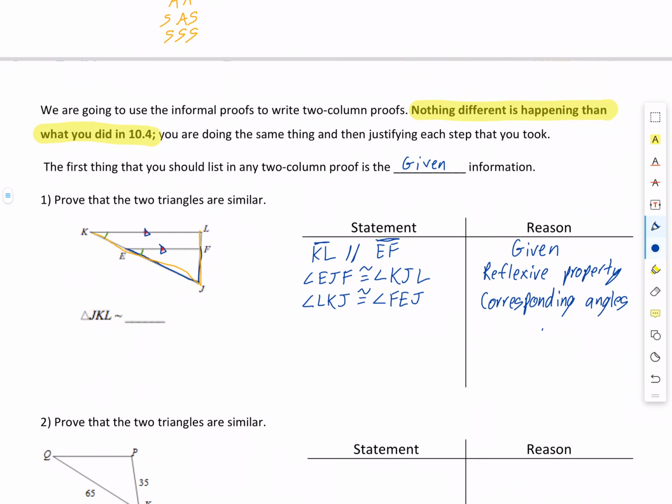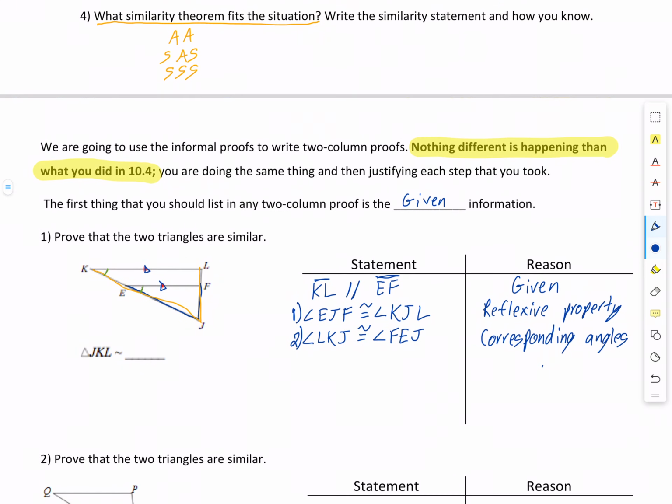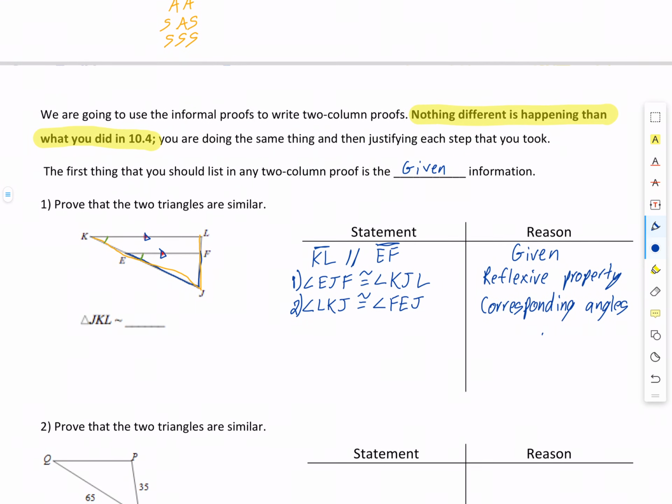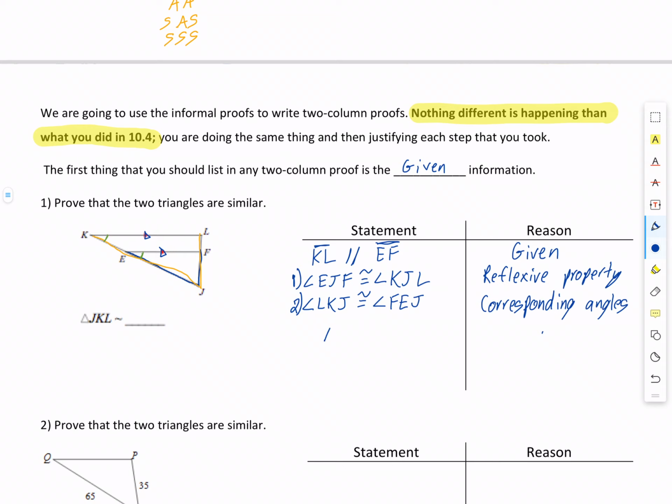Alright, now we know that one angle's the same, two angles the same. If we know two angles are the same, from our angle similarity property, we know that these triangles are similar. So we can say triangle LKJ is similar, the squiggle, to triangle FEJ, and that's by the angle similarity.